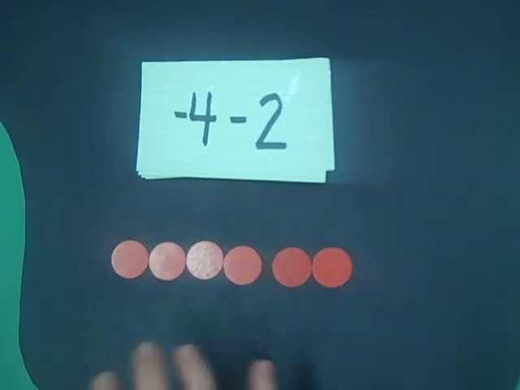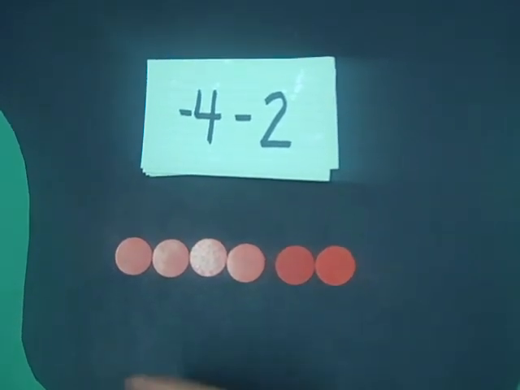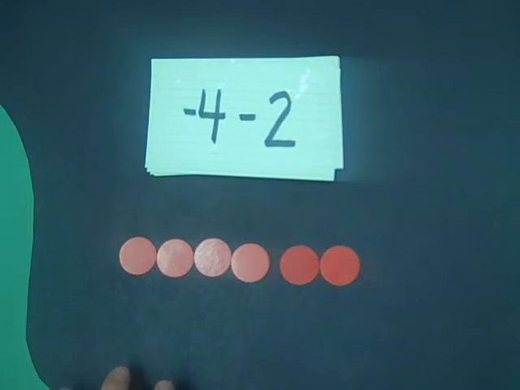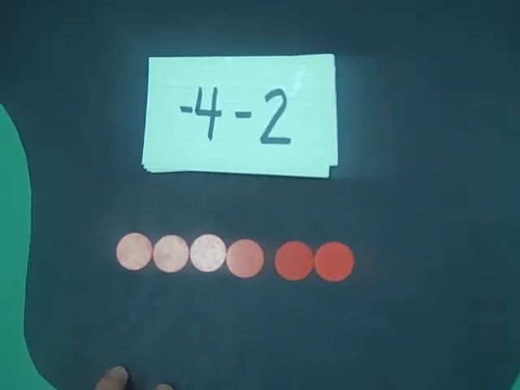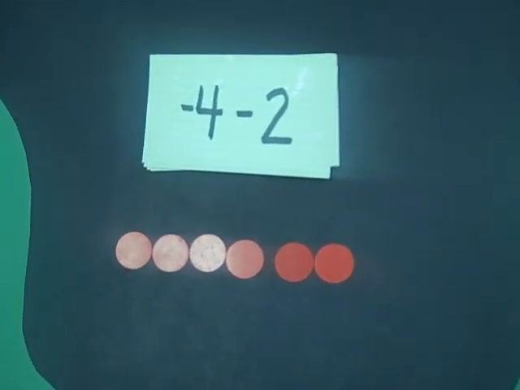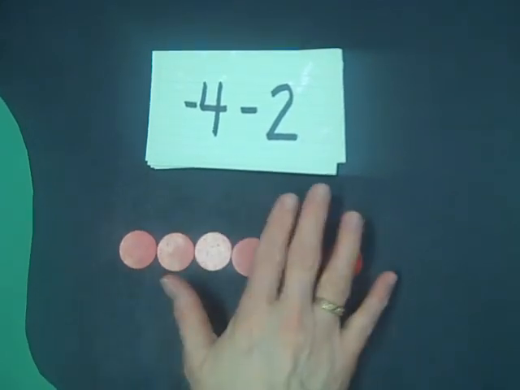Now the big thing with this is go slow. Make sure students have the modeling of just the integers. First of all, get a good handle on the 0 pairs and then walk them through the rest.